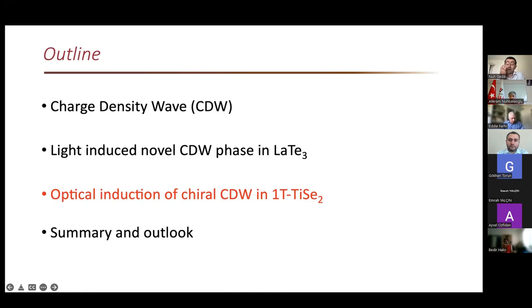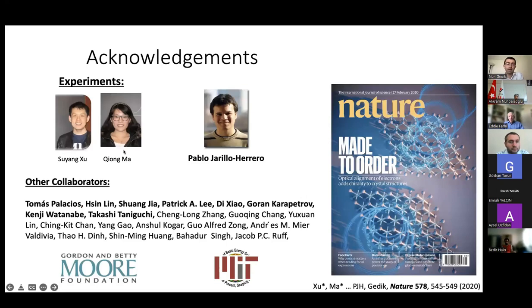This is still with light, but this time everything is going to be static. So I am not going to be time resolving this. I will be shining CW, continuous wave, lasers to induce a new state in this other charge density wave material, titanium diselenide. Before I show you this work, I should also mention who did the work. These two used to be postdocs, now they are professors. My postdoc, Suyang Zhu, who's now a professor at Harvard, and my colleague Pablo Herrero's postdoc, Chong Ma, who's now a professor at Boston College, are the real heroes of this work. And it was in close collaboration with my colleague, Pablo.